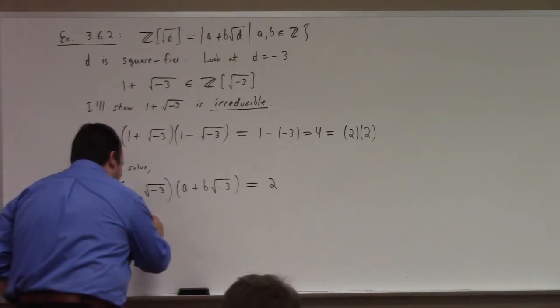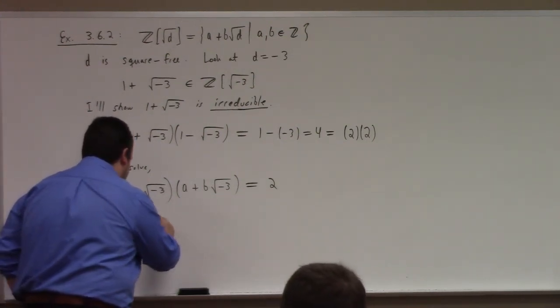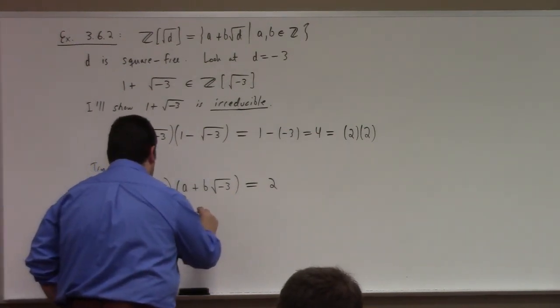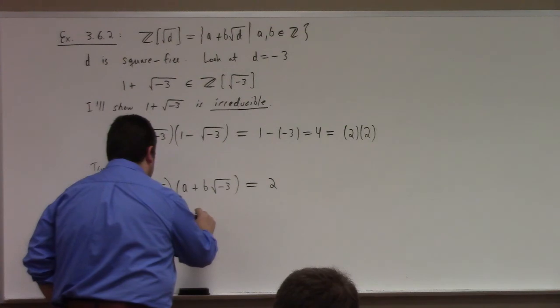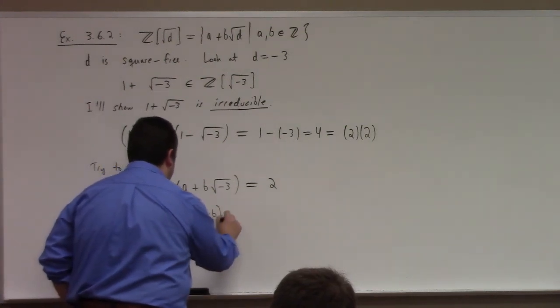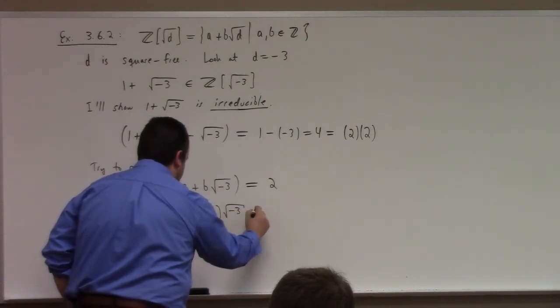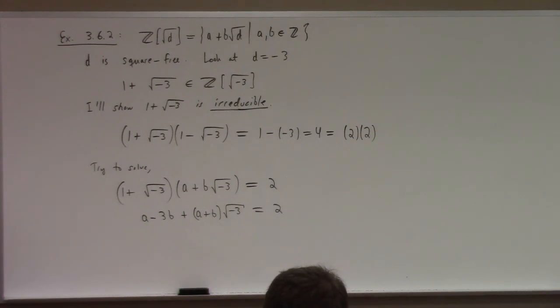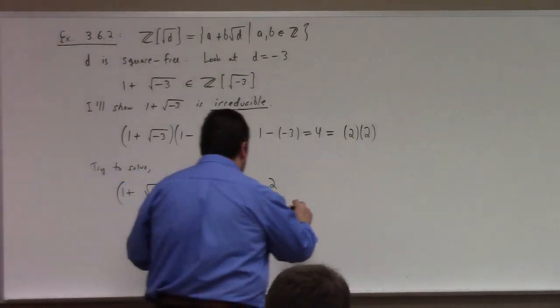So let's see here. This is a minus 3b, right? And then plus what? A plus b times root minus 3, rather, equals 2. Do we agree? So what does this give us? This then gives us two equations.